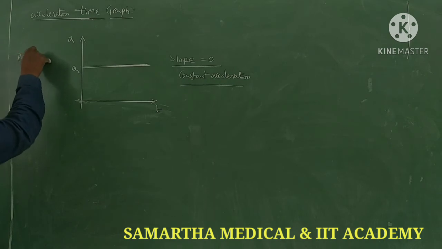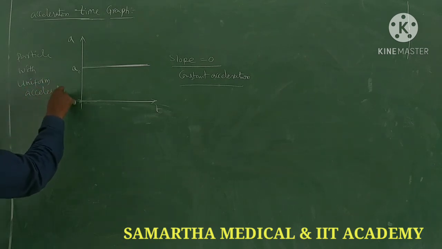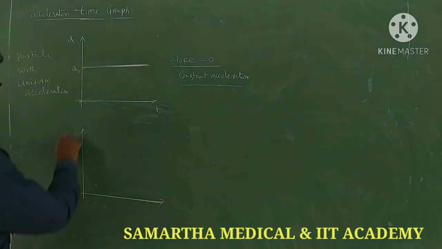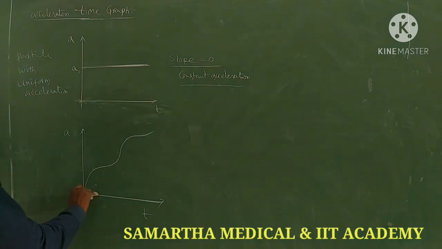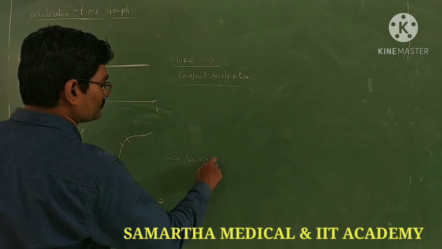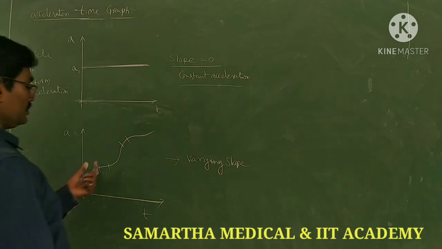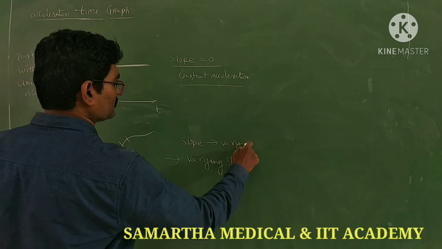This is for a particle going with uniform constant acceleration. Next, non-uniform acceleration. If you take acceleration against time, you get a curve like this. It is varying. If you observe the slope here, here and here, they may not be the same. So this is a varying slope of the acceleration time curve.